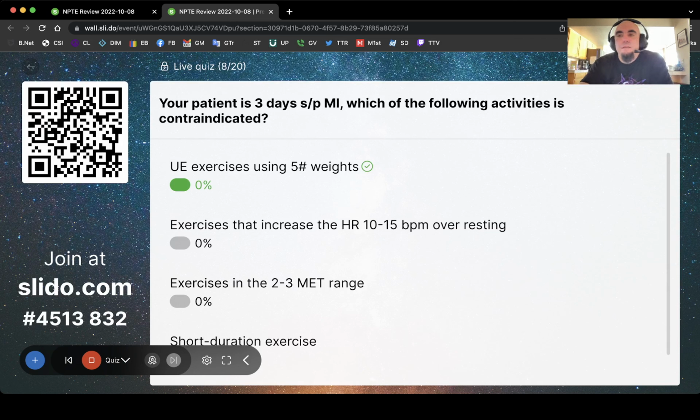In this case, if they are in the early phase of cardiac rehab, any form of upper extremity exercising is typically contraindicated. Now, just general against gravity or gravity eliminated, stuff like that, not contraindicated, but adding weights to the upper extremities increases the cardiac workload and could cause them to have a relapse of the myocardial infarction. So definitely be careful with that.